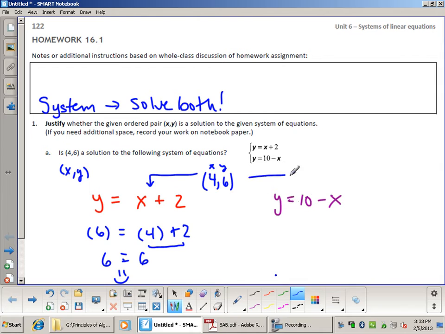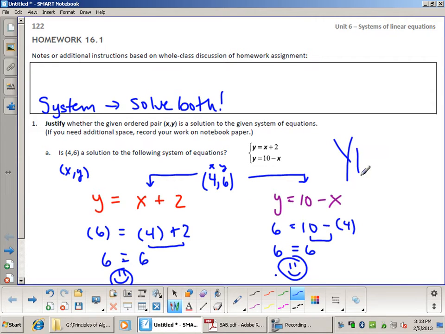Now let's check it over here on the right. Instead of the y, we'll put that 6. We're doing substitution again. 10 minus, and instead of the x, we'll put a 4. Now we're checking the equation, both sides, to see if they're the same. 6 is equal to 10 minus 4. Well, that's 6 again, and of course that's going to work as well. Now, since it worked on both equation 1 and equation 2, we can definitely say yes, this is a solution.